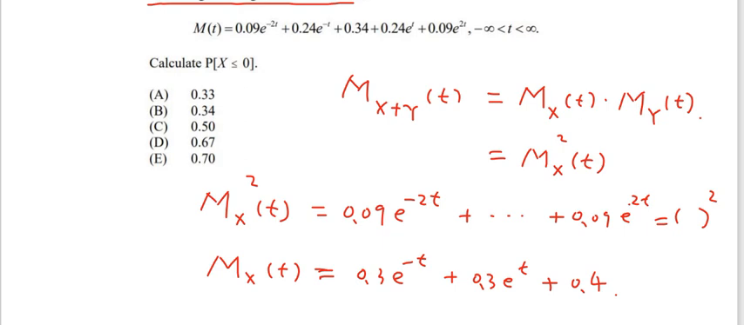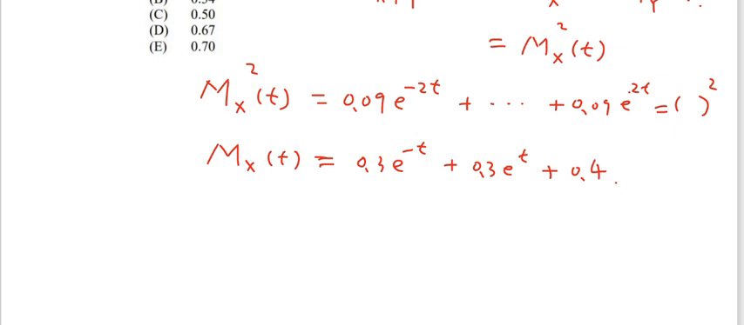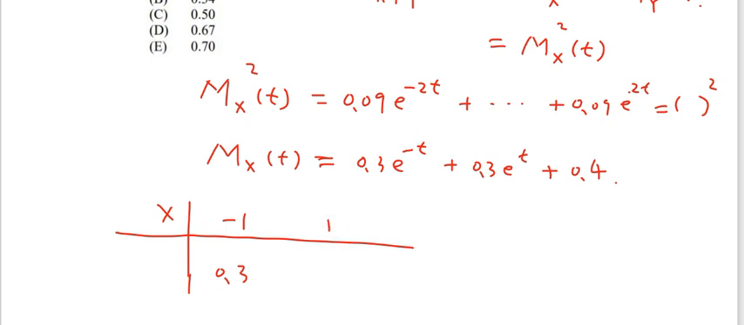So how can we get this? We just say this is this thing squared, this is this thing squared, then plus a constant. So we just square this and compare those, then we can find the constant. So this distribution for x can actually take -1 with probability 0.3, and x can take 1 with probability 0.3, and x equals 0 with probability 0.4.